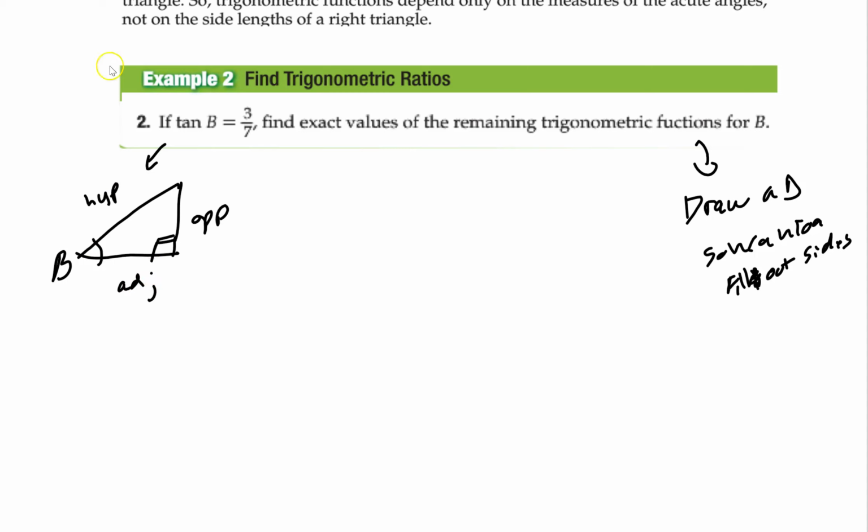Now, how do I fill out the sides? Well, I know tan is 3/7, and tan is TOA, so opposite over adjacent. Opposite has to be 3. Adjacent has to be 7. And then if I have two sides of a triangle, remember how to find the third side? Think back to geometry. Famous theorem. That is the Pythagorean theorem.